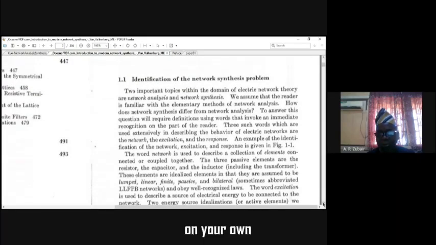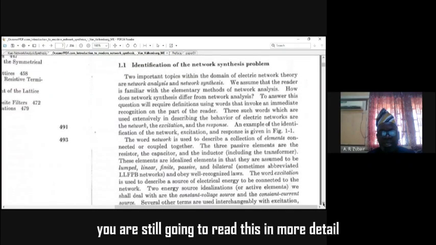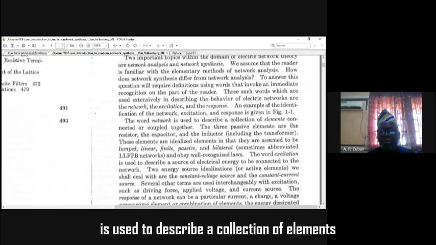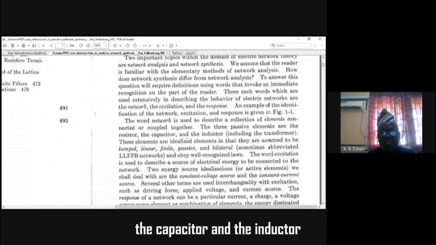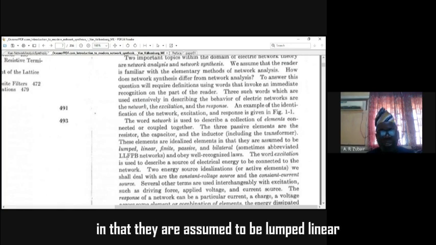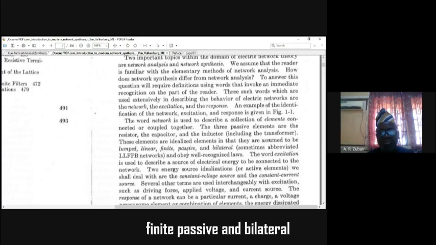On your own, you are still going to read this in more detail. The word network is used to describe a collection of elements connected or coupled together. The three passive elements are the resistor, the capacitor, and the inductor, including the transformer. These elements are idealized elements in that they are assumed to be lumped, linear, finite, passive, and bilateral.